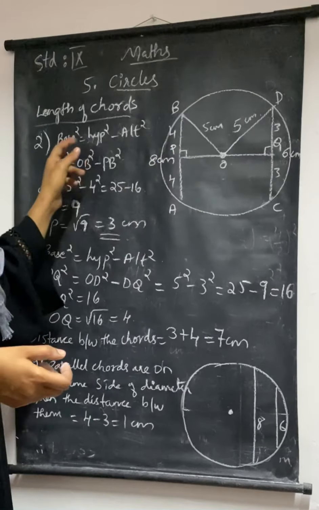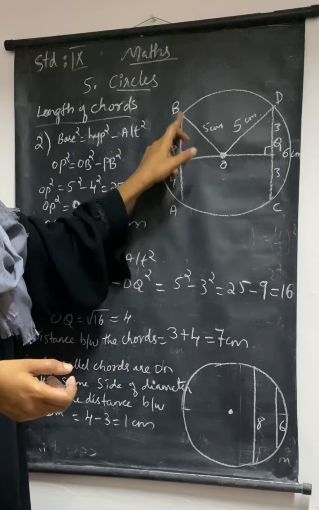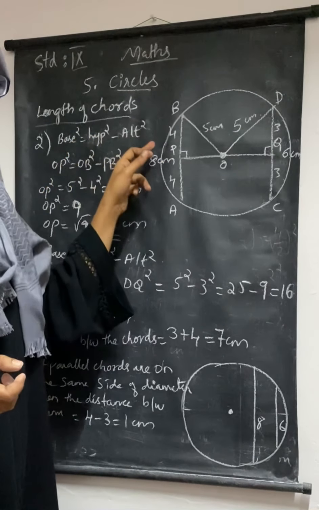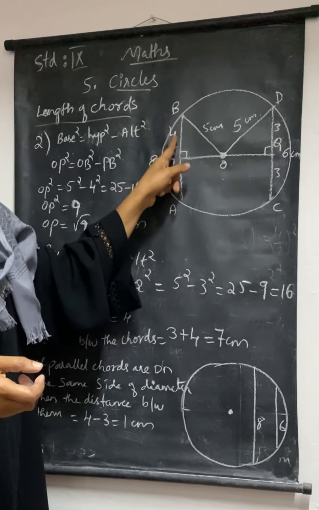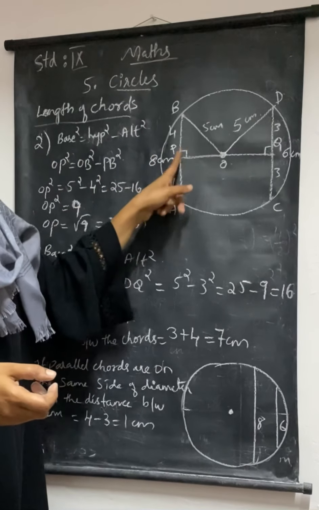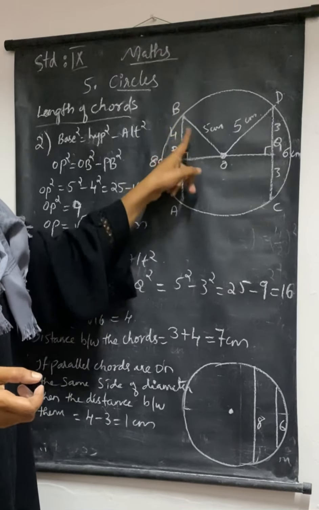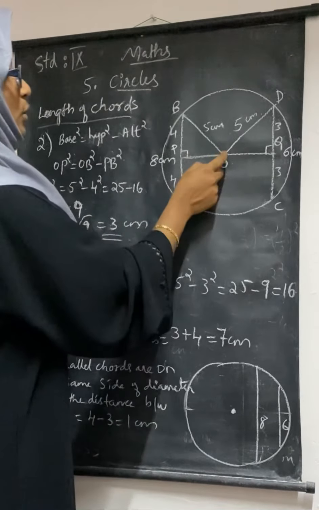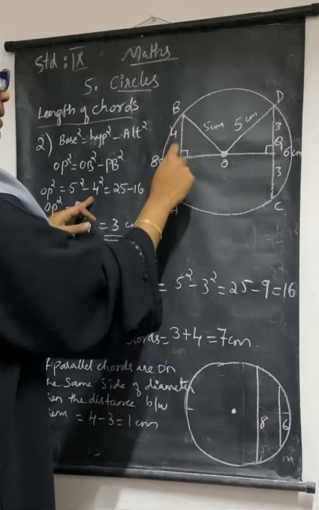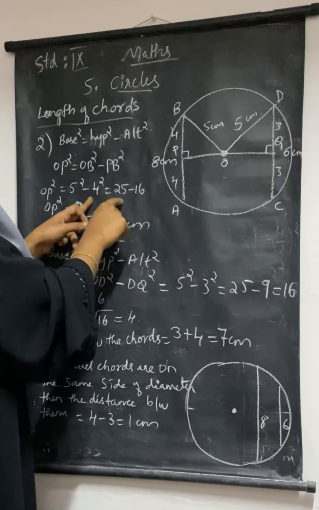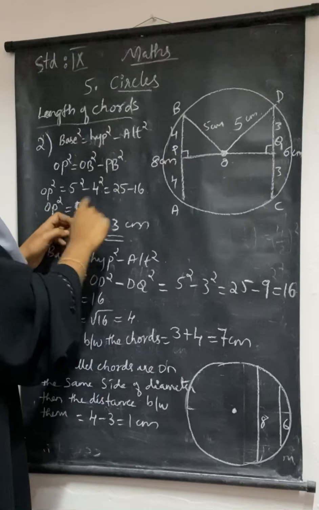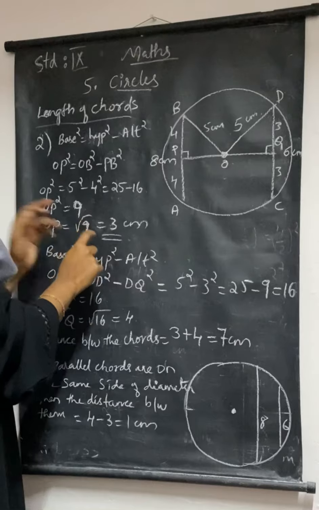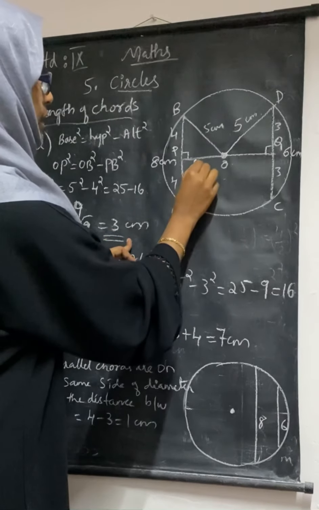So now we are going to take this triangle first, that is OBP. In that we want to find base square is equal to hypotenuse square minus altitude square. So OP square is equal to OB square minus PB square. So OB is how much? 5, minus PB how much? 4. So you will get 5 square 25 minus 4 square 16, 9 you will get. That is OP square, but we need OP. So if you take the square root, you are getting 3 centimeter.